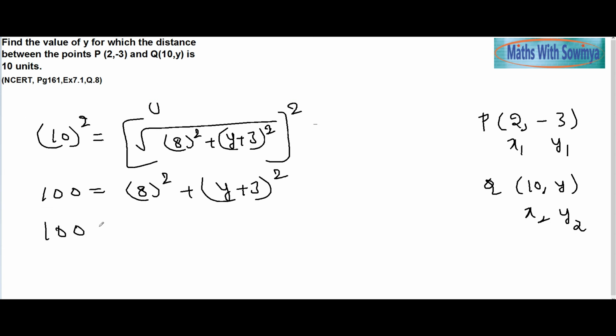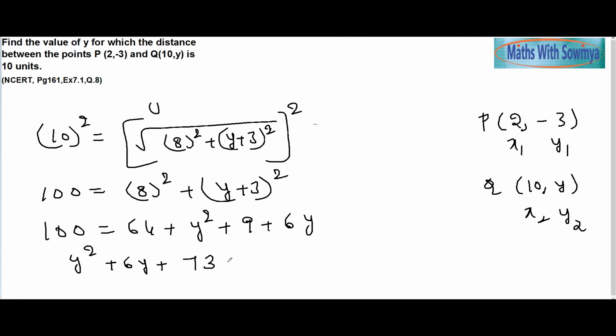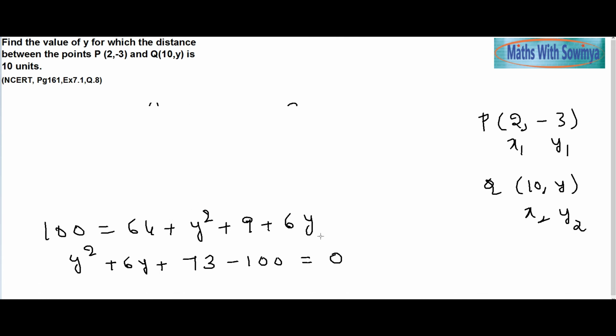100, 64 plus a plus b whole square formula, y square plus 3 square plus 2ab, 6y. So we will end up with the quadratic equation here. This will be y square plus 6y plus 64 plus 9, which will give you 73 minus 100, which will become 0. Now we just solve the quadratic equation. We get the values of y here.